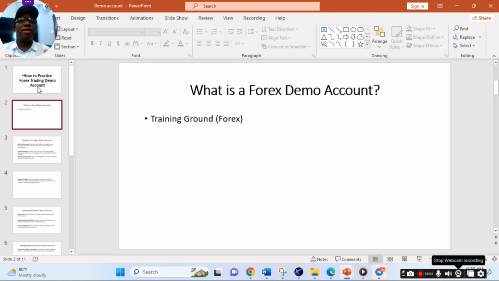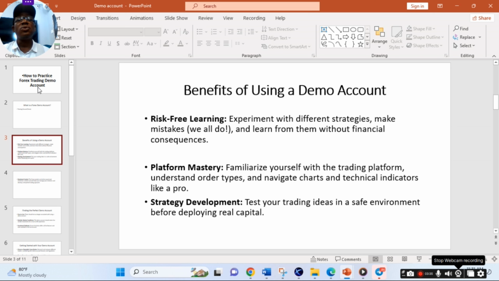It's like football. You have to train before you go for matches, right? So you have to train yourself very well before you stake your hard-earned money. If no one has ever told you, Forex is like every other business. It needs a high level of understanding to make money. And one of the ways to make money or to get familiarized with the whole thing is through the demo account.